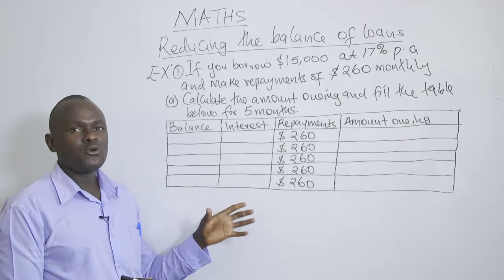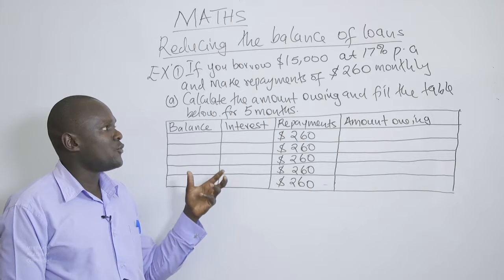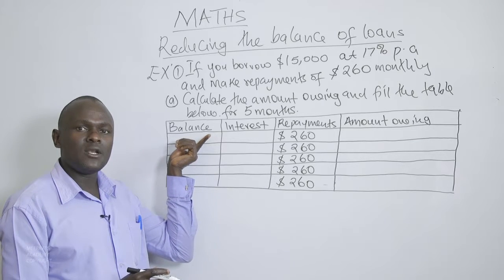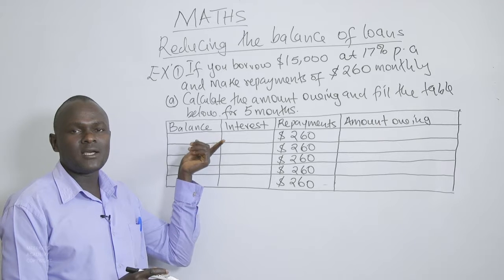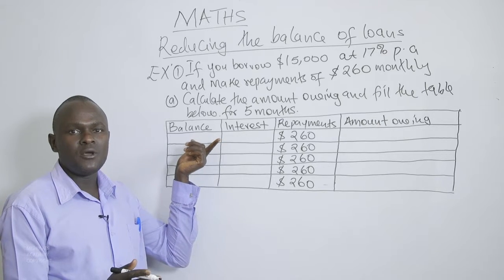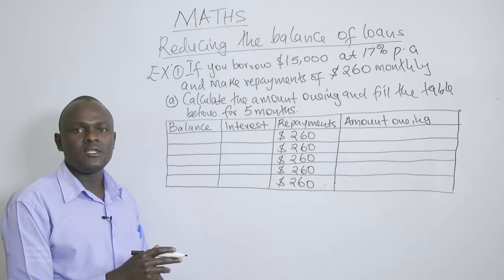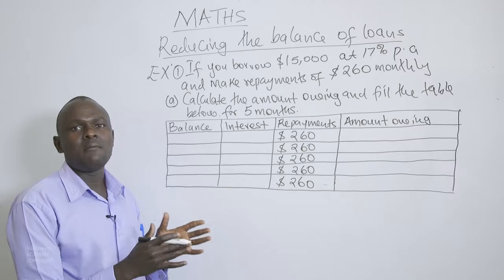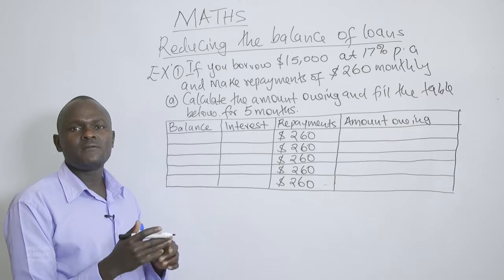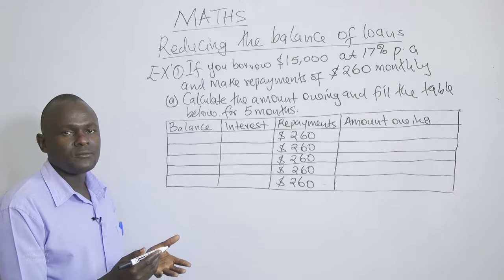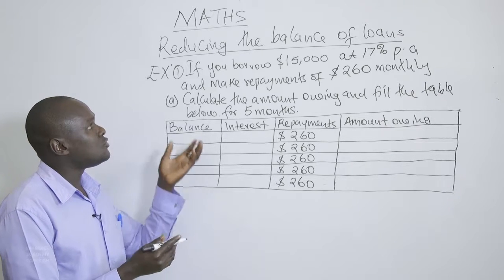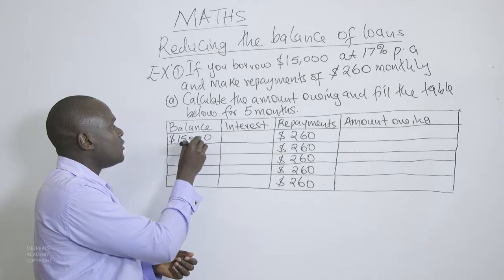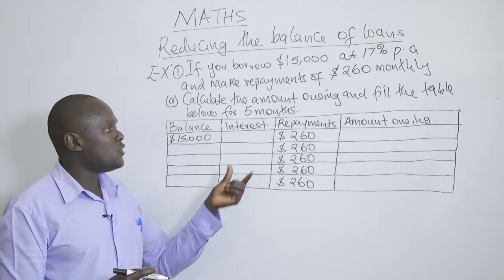Since we are talking about a loan that has just been borrowed, what will be the loan balance at the start of the first period? Remember, this term is fragmented into several periods, and each period lasts a month. So during the first month, the loan balance will be the amount that is to be borrowed, which is $15,000.